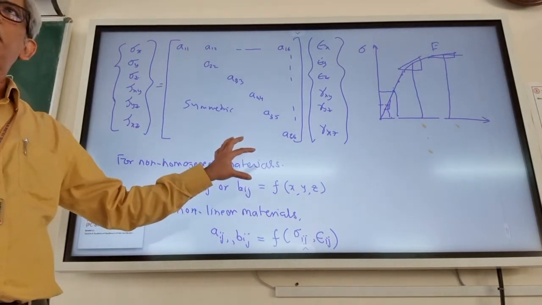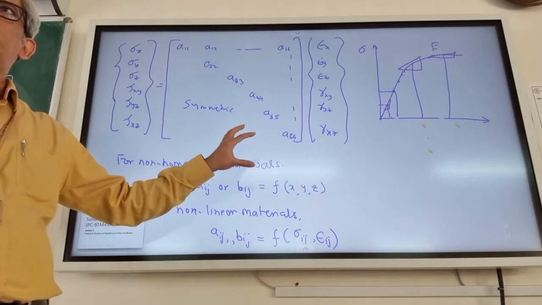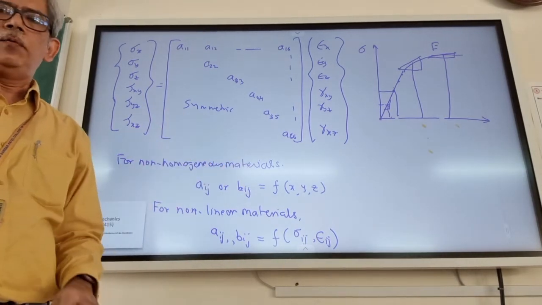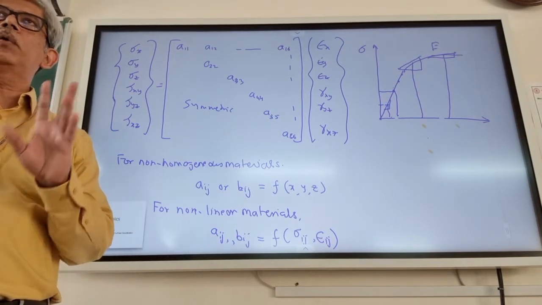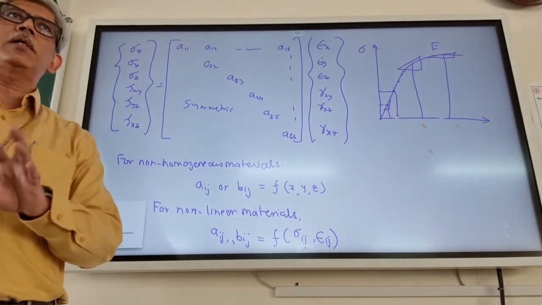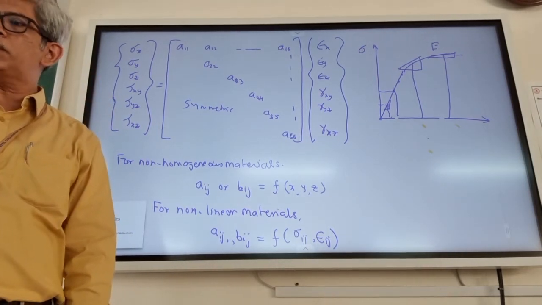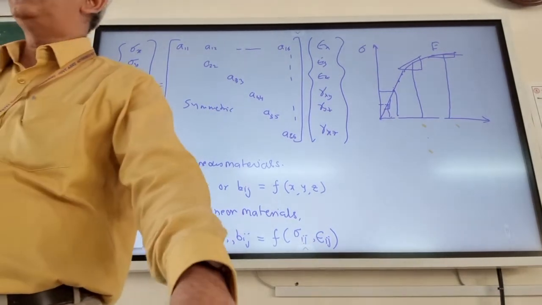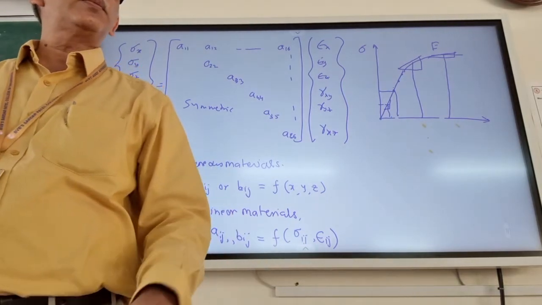So non-homogeneous materials could be isotropic. That means you can have a non-homogeneous material which will have properties which are equal in all directions. That will require only modulus of elasticity and Poisson's ratio to define them fully. But the E value and Poisson's value at one point will be different than the E value and nu value at the other point. So that is the difference of a non-homogeneous material.